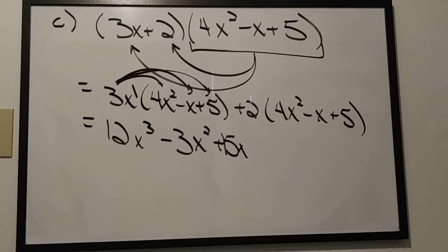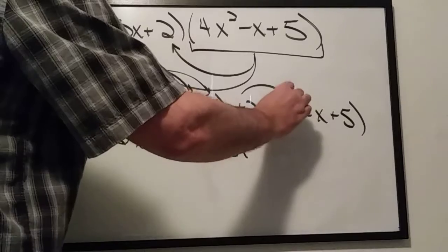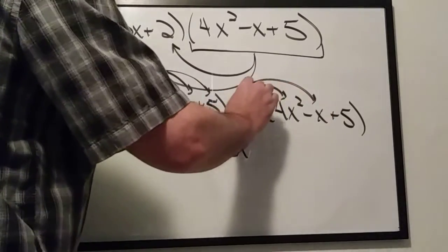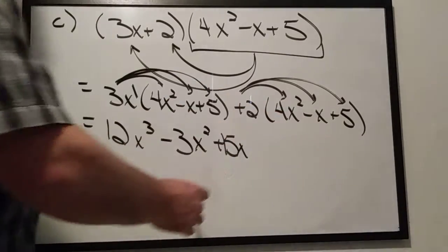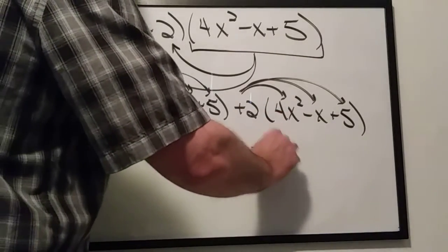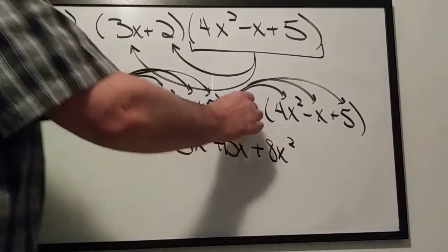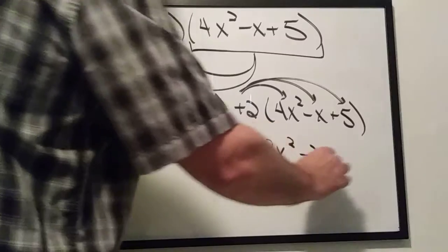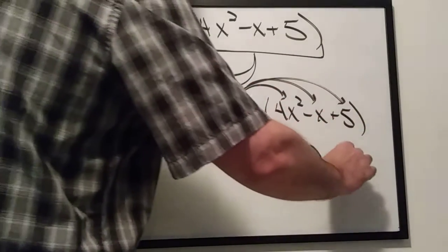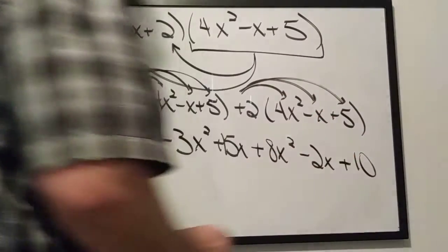Now that we have that then, we're going to go ahead and repeat this process for our second multiplication. I'm going to distribute this positive 2 through to each one of the three terms in my trinomial as well. So I have positive 2 times positive 4x squared, that's going to be a positive 8x squared. Positive 2 times negative x, that's going to be a negative 2x. And positive 2 times positive 5 is going to be a positive 10.